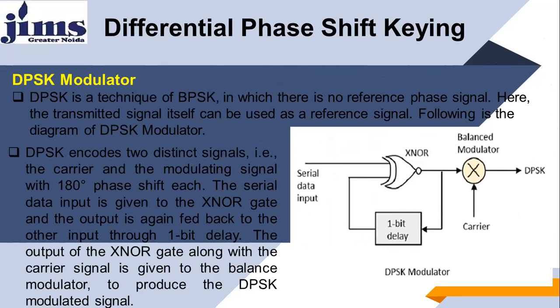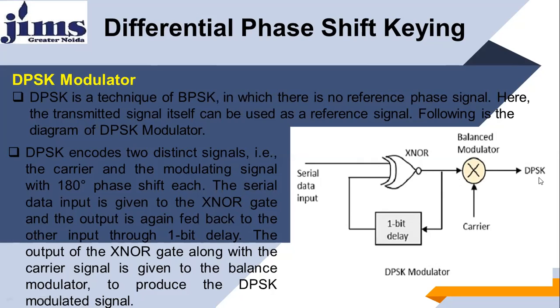Actually, DPSK is a technique of BPSK, binary phase shift keying, in which there is no reference phase signal. Here, the transmitted signal itself can be used as a reference signal. Following is the diagram of the DPSK modulator. There is an XNOR with two inputs: one is the present data input, present bit, and the other is the previous bit, through a 1 bit delay, and this gives the result. After that, there is a balanced modulator. One input is the XNOR output, and the other input is the carrier, and you get this DPSK.